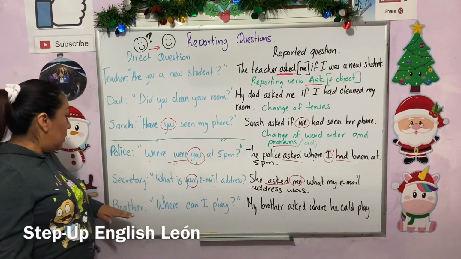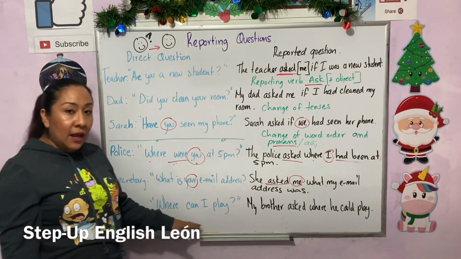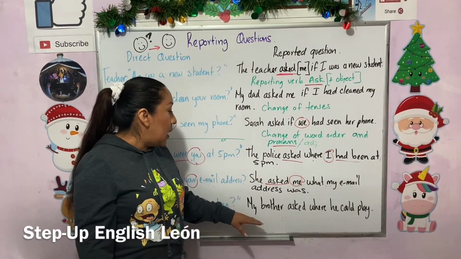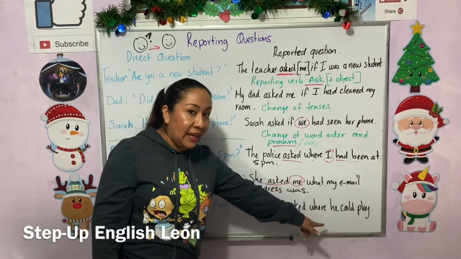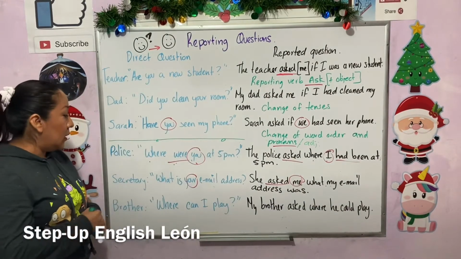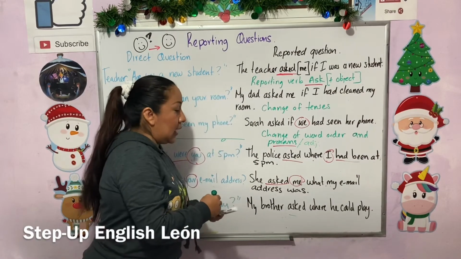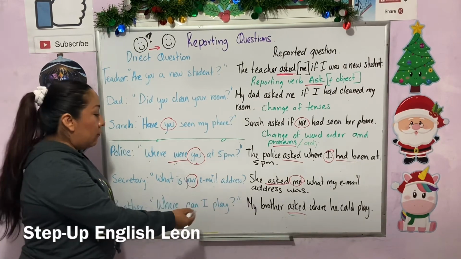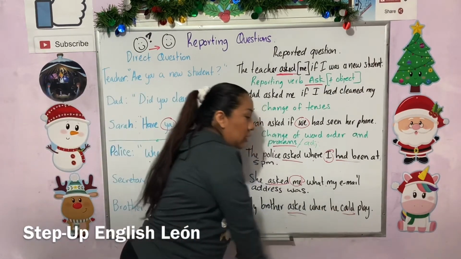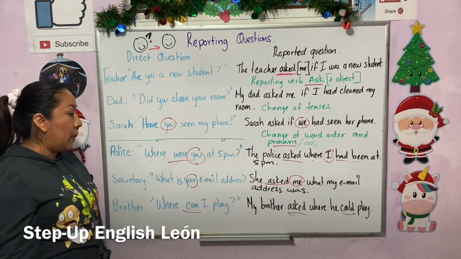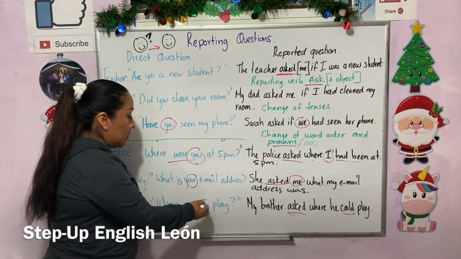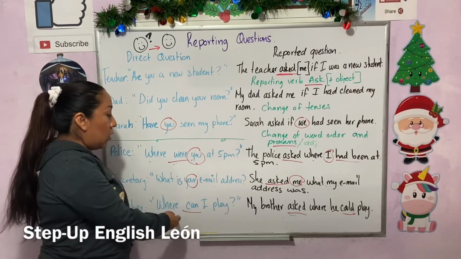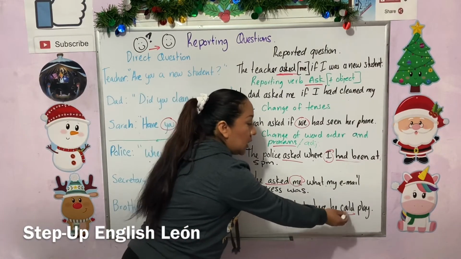Okay? My brother asks, where can I play? So when I report it, I say, my brother asked where he could play. Reporting verb asks, asked in past. Change of tenses from can to could. Remember, modal verbs change too. Pronouns, change of pronouns from I to he. And the word order from question form, can I, to sentence form, he could.